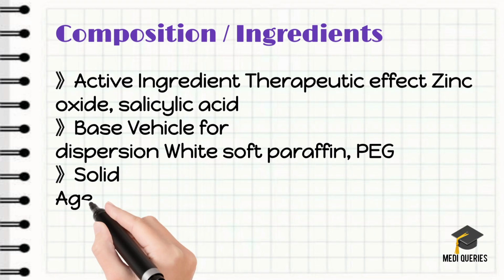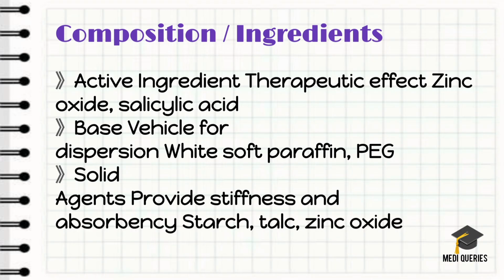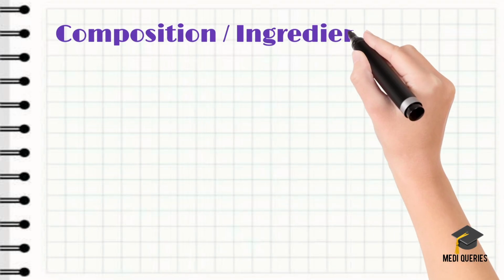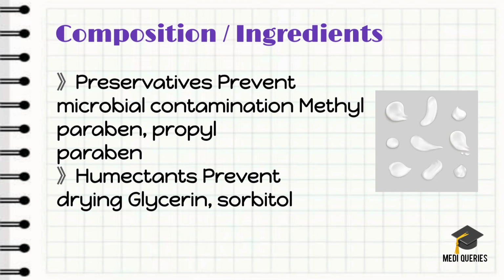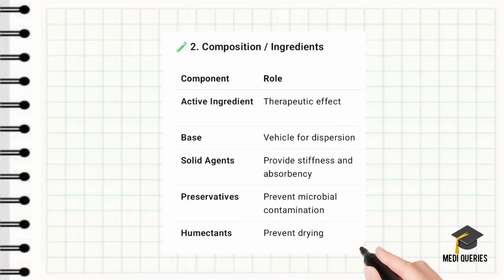The formulation of a paste involves three major components. The first is the base, the second is the solid phase, and the third is the preservatives and stabilizers. The base acts as a vehicle or carrier, and it may be oleaginous, aqueous or emulsion-based. The solid phase involves the active pharmaceutical ingredients and absorbent materials like kaolin, starch or zinc oxide. The preservatives and stabilizers ensure the product remains stable and free from microbial contamination.